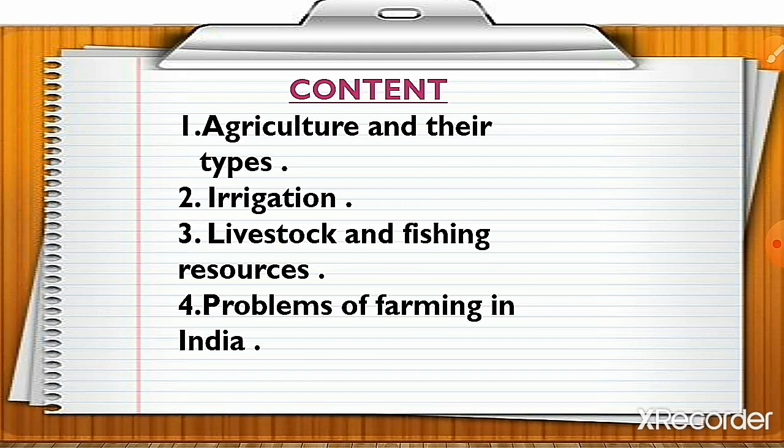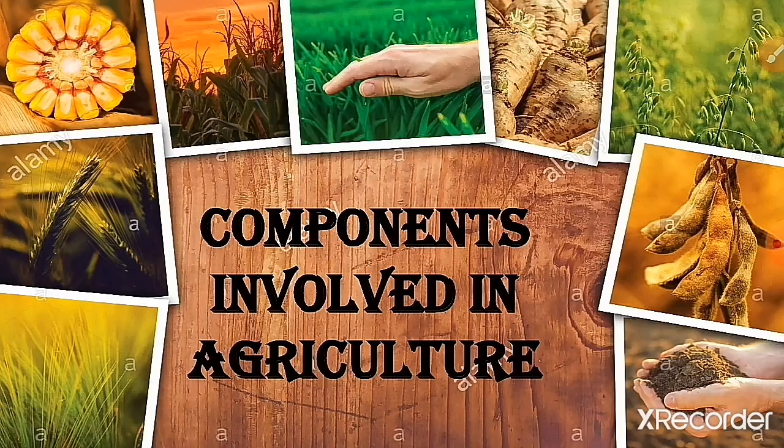Components of agriculture. In this lesson, we are going to learn agriculture and their types, and about irrigation, then livestock and fishing resources, and problems of farming in India. Components means parts. In this lesson, we are going to learn what are the components, that is, what are the parts involved in the agriculture and their importance.